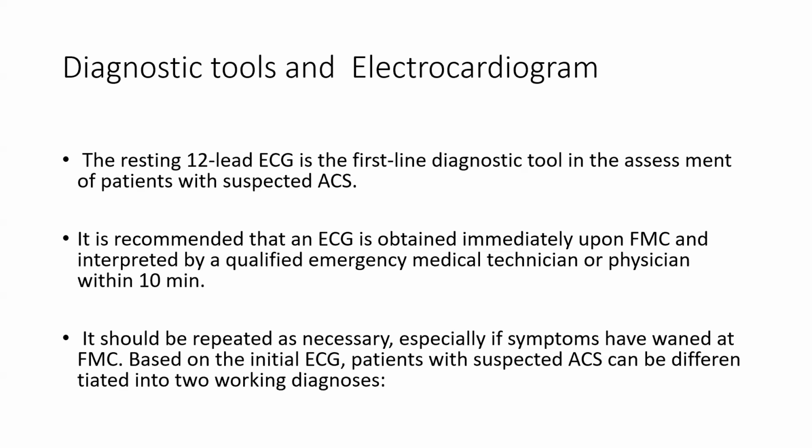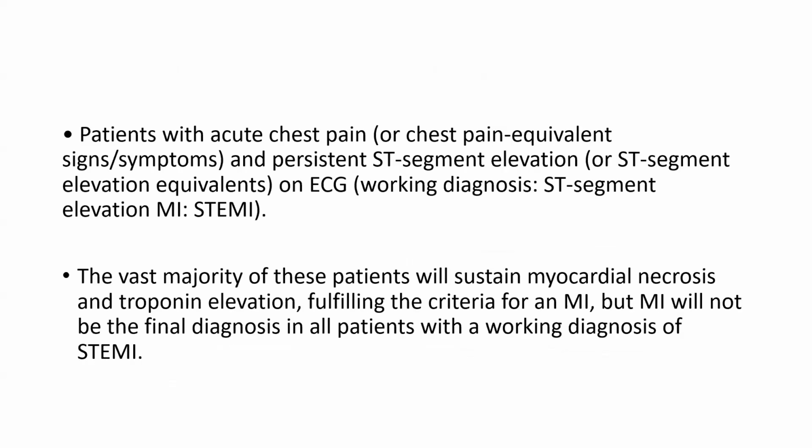Based on the initial ECG, a patient with suspected ACS can be differentiated into two working diagnoses. A patient with acute chest pain and persistent ST segment elevation on ECG: then the working diagnosis is STEMI, or a STEMI equivalent. The vast majority of these patients will sustain myocardial necrosis and troponin elevation, fulfilling the criteria for MI, but MI will not be the final diagnosis in all patients with a working diagnosis of STEMI.